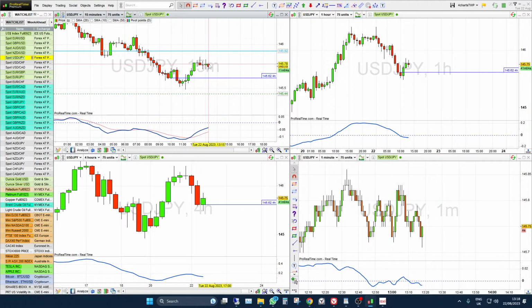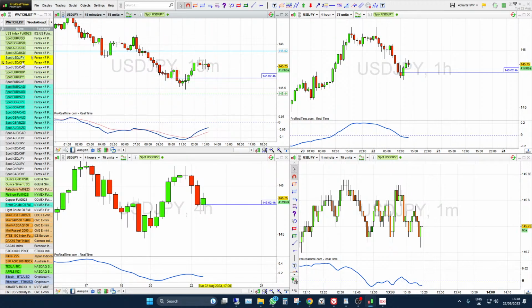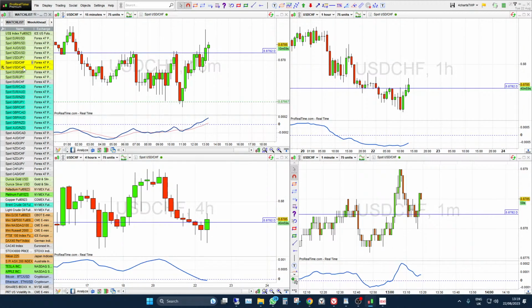Okay, so here I'd be looking for a bearish candle or breakout candle. So that's dollar yen. Let's have a look at the rest. Dollar Swissy continues to break high. Again, I want that to close in 40 minutes. That's not going to happen in this session.